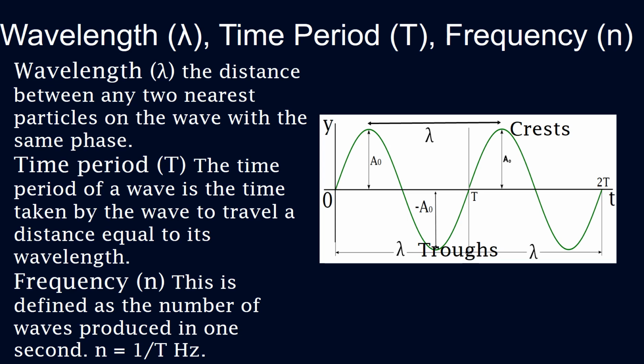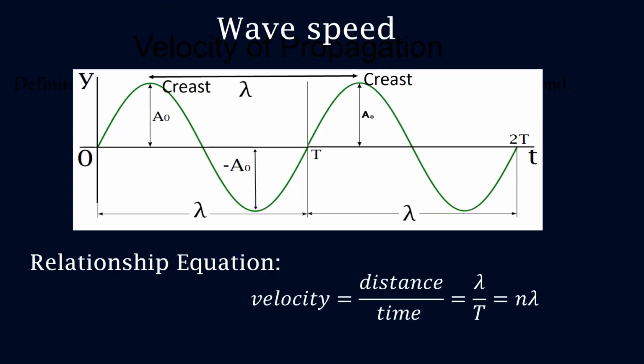Wavelength is the distance between beats. Time period is how long each beat lasts. And the frequency is how many beats you get in 1 second. Velocity of propagation is the wave speedometer, measuring the distance it cruises through a medium in just 1 second.